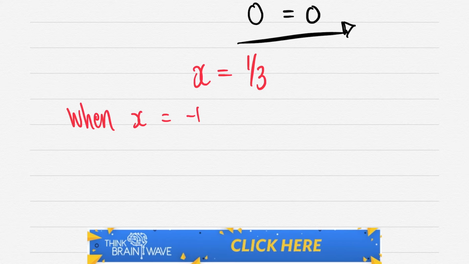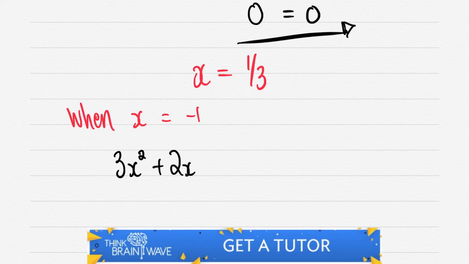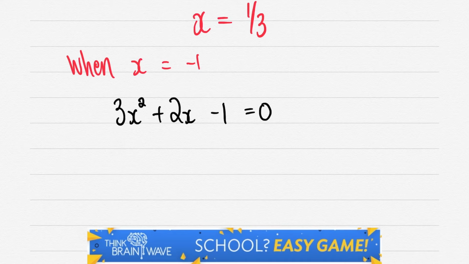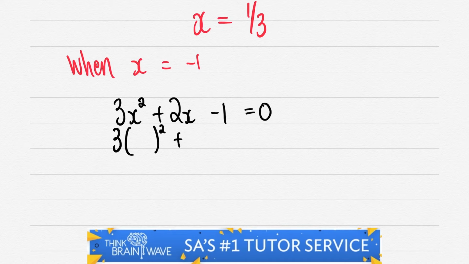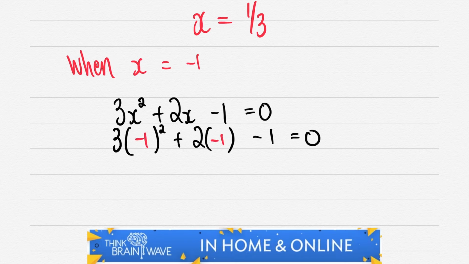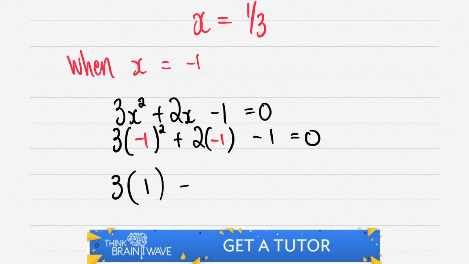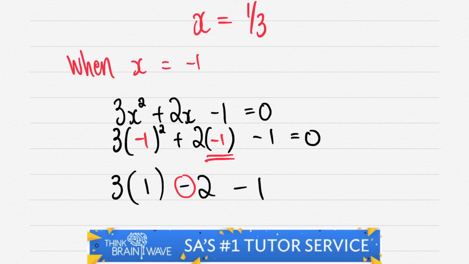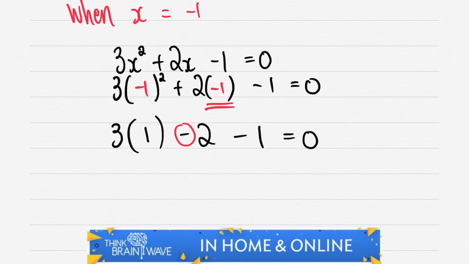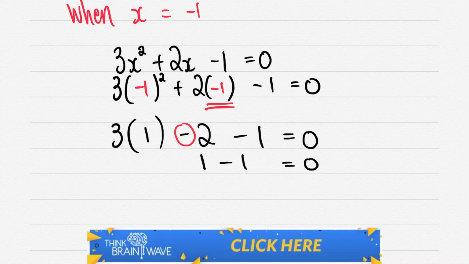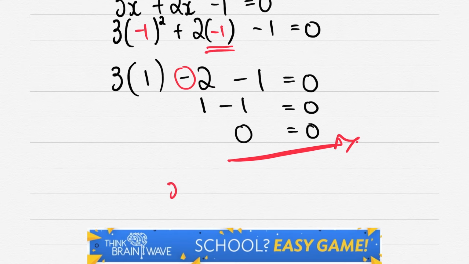So when x is equal to minus 1, we also sub that into the x values. We get 3 times minus 1 squared plus 2 times minus 1, minus 1 is equal to 0. Let's check the answer. We get 3 times 1 minus 2 because of the minus 1 going on to the 2, and you've got minus 1. So it's 3 minus 2 minus 1. Left-hand side is also equal to 0. 1 minus 1 is 0. So both your answers are real.